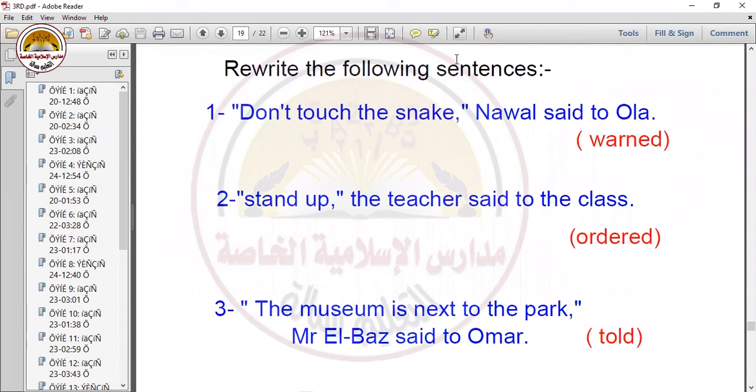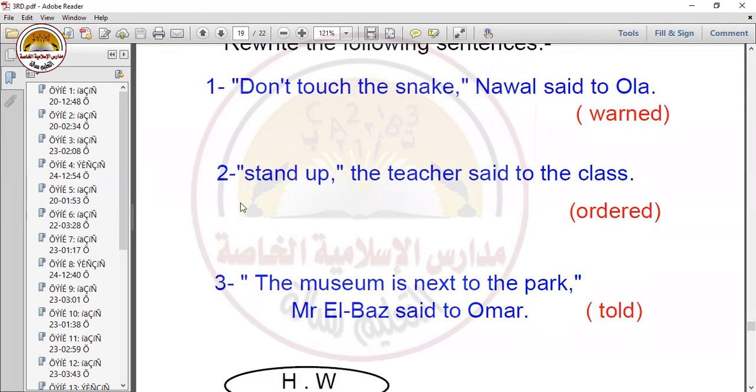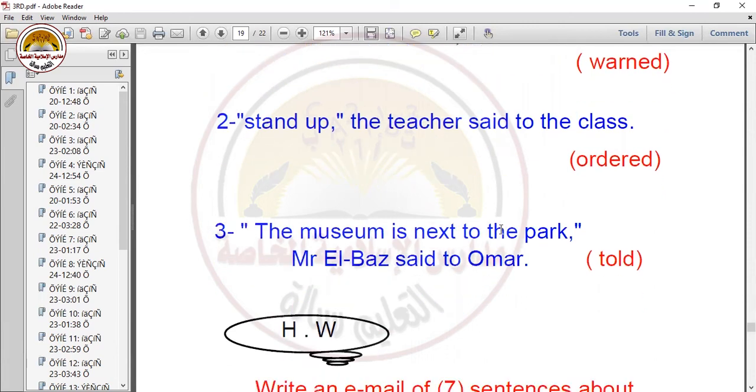Another exercise. "Don't touch the snake," Noel said to Ola. Use warn. Noel warned Ola not to touch the snake. Very good. Number two, "Stand up," the teacher said to the class. Use order. The teacher ordered the class to stand up.